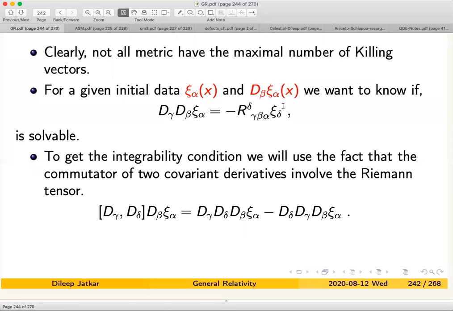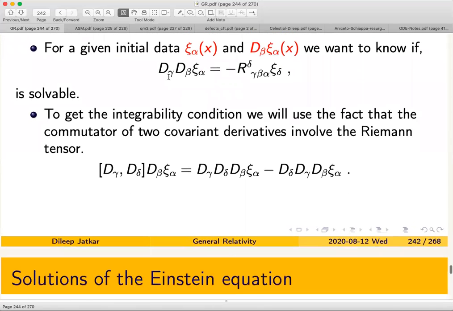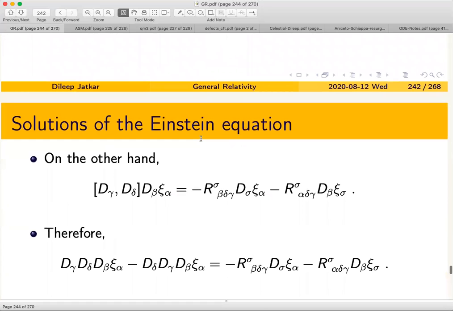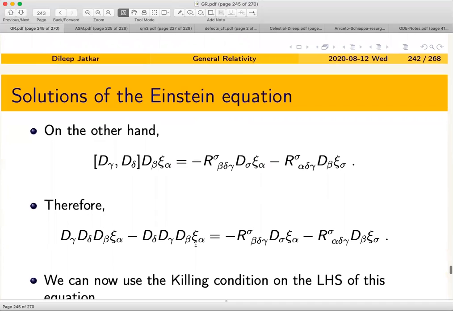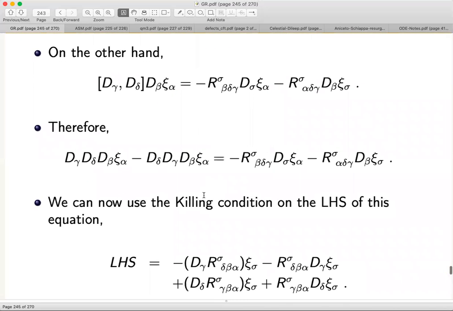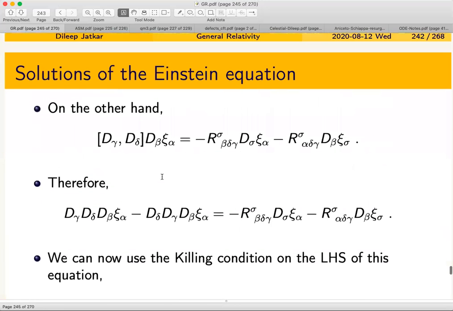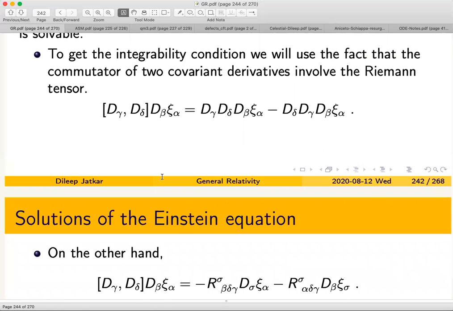And to see that, what we did was we looked at the double covariant derivative of the Killing vector, and we showed that on one hand it gives you the Riemann tensor. On the other hand, you can show that it would contain terms which involve taking one more derivative of that quantity, and it involves the derivative of the Riemann tensor. Okay, so let me just step back a little and show it again.